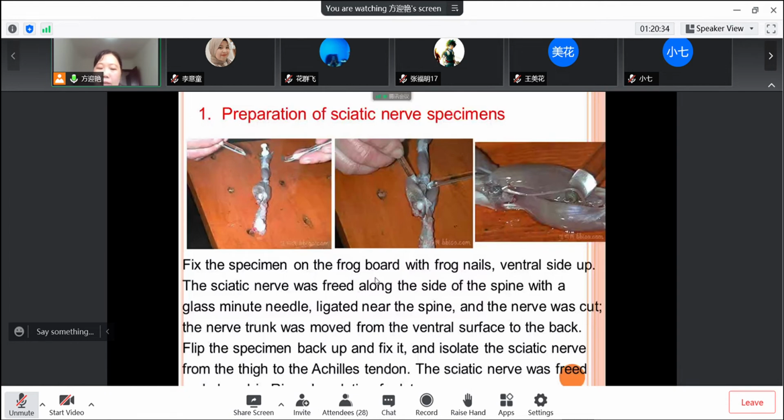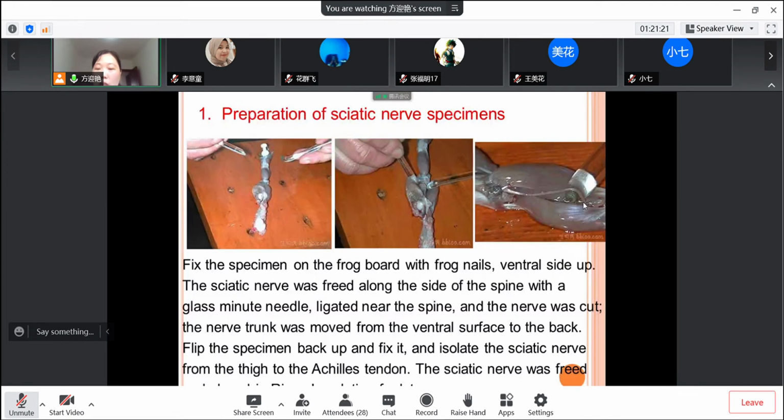Otherwise it would injure the nerve fibers. We can see that near the spine the nerves would be cut, and then the nerve trunk would move from the ventral surface to the back. We isolate the sciatic nerve from the spine to the Achilles tendon, and the sciatic nerve is freed and placed in the Ringer's solution for later use.